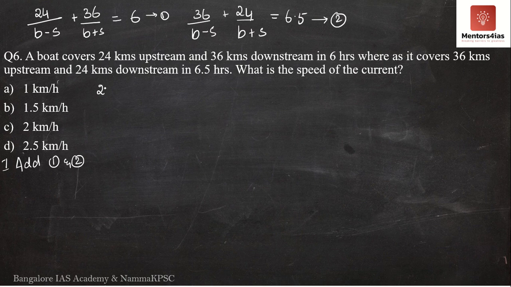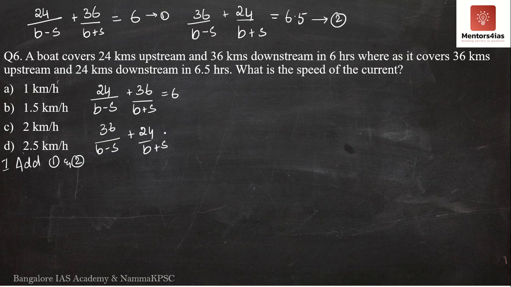We have 24 over b minus s plus 36 over b plus s is equal to 6, and 36 over b minus s plus 24 over b plus s is equal to 6.5. So now I am going to add these two equations.